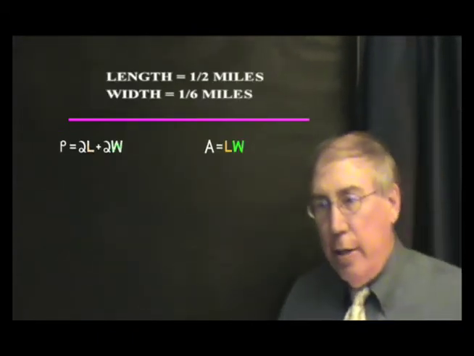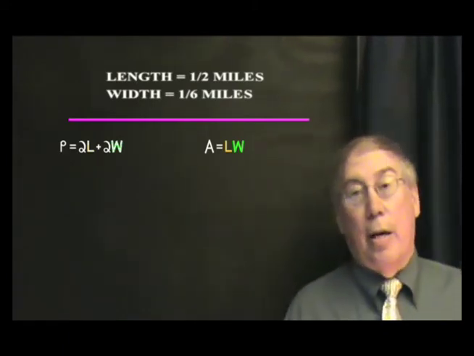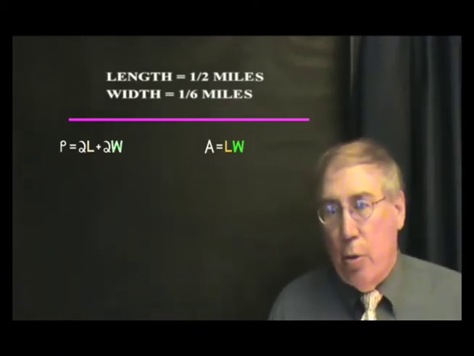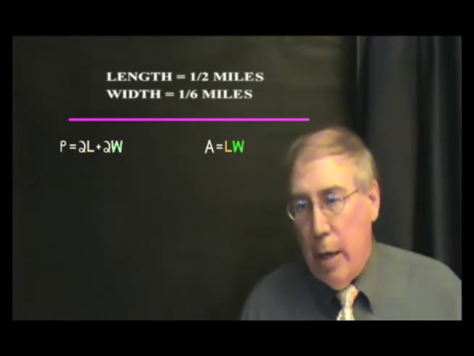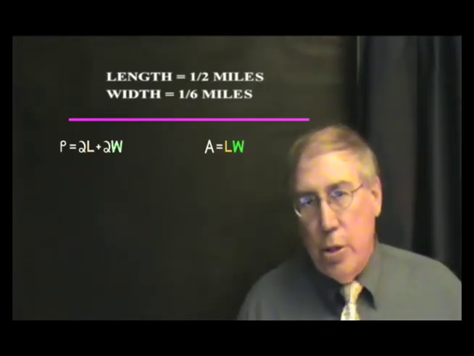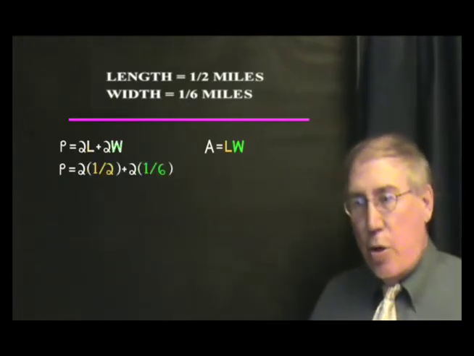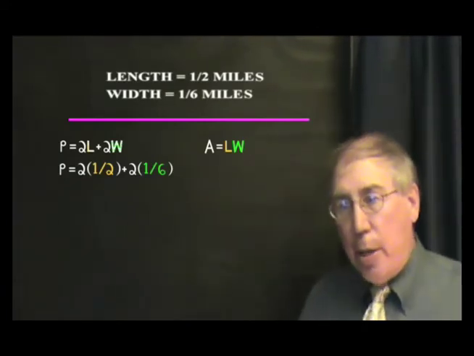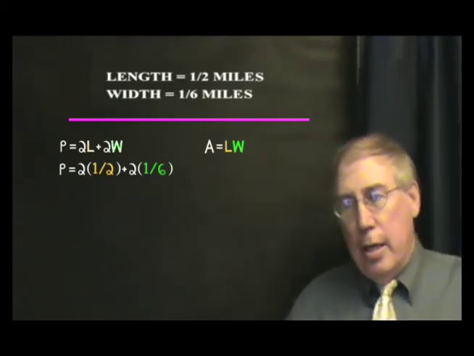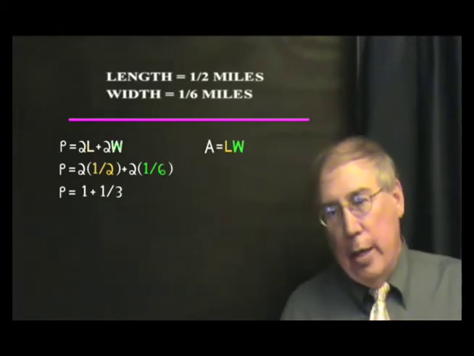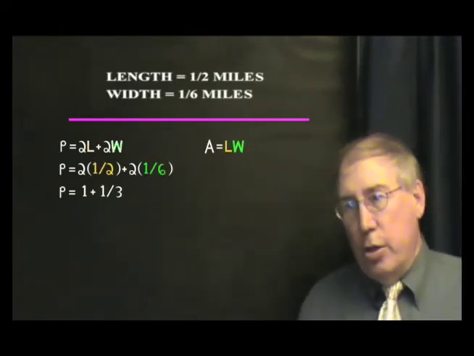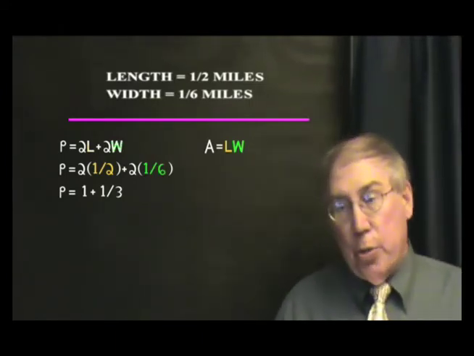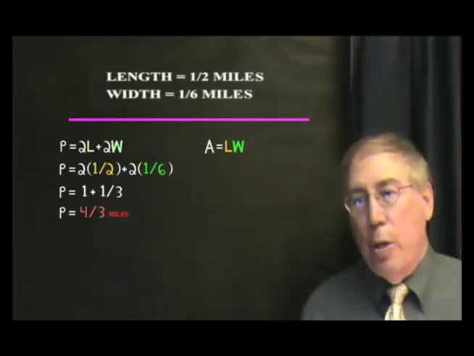In this case, we're dealing with fractions, so we're going to have length as 1/2 mile and width as 1/6 mile. So we put that in for L and W, 2 times a half is just going to be 1, and 2 times 1/6 is 2/6, which reduces to 1/3, so we get 4/3 miles.